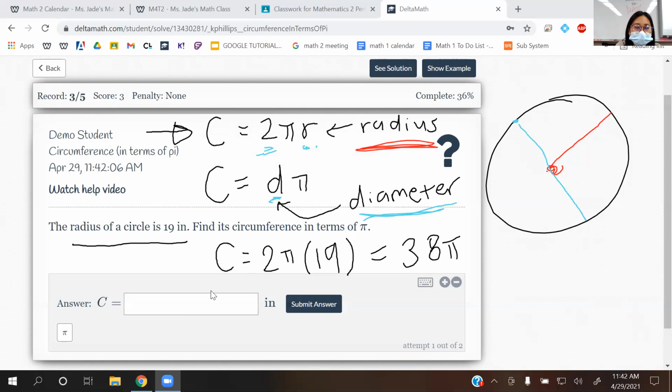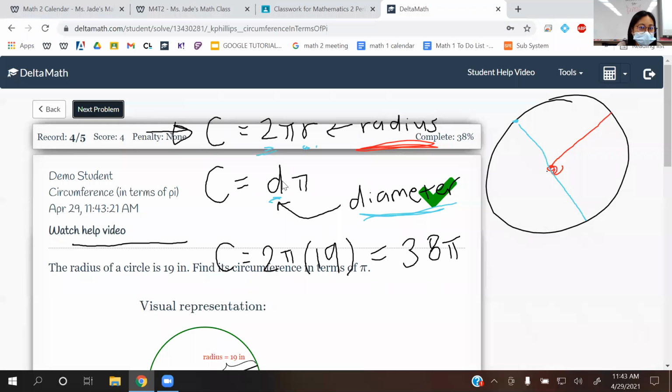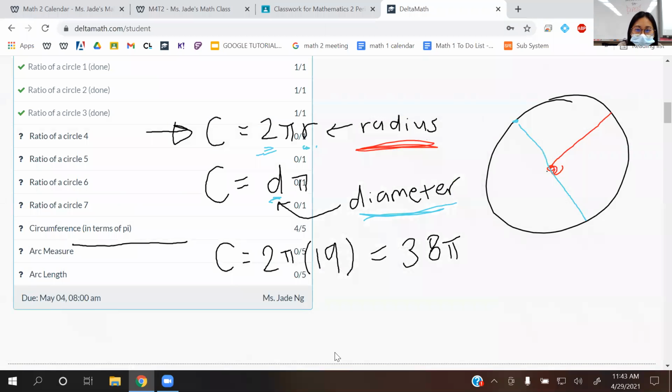Okay, so for this one, my answer is 38 pi. Your answer is probably different. Please don't type 38 pi. But any questions for this example? Cool. Okay, so that's it for this category. And then we'll do the next category.